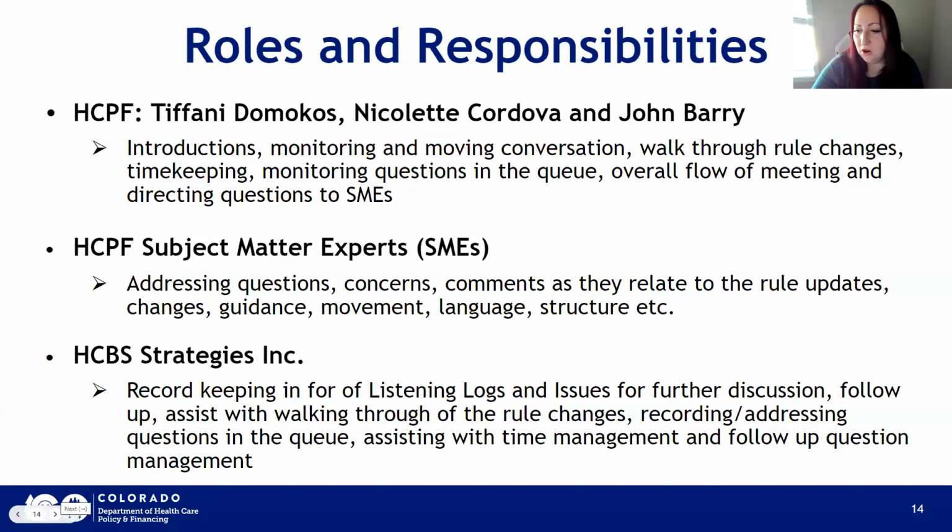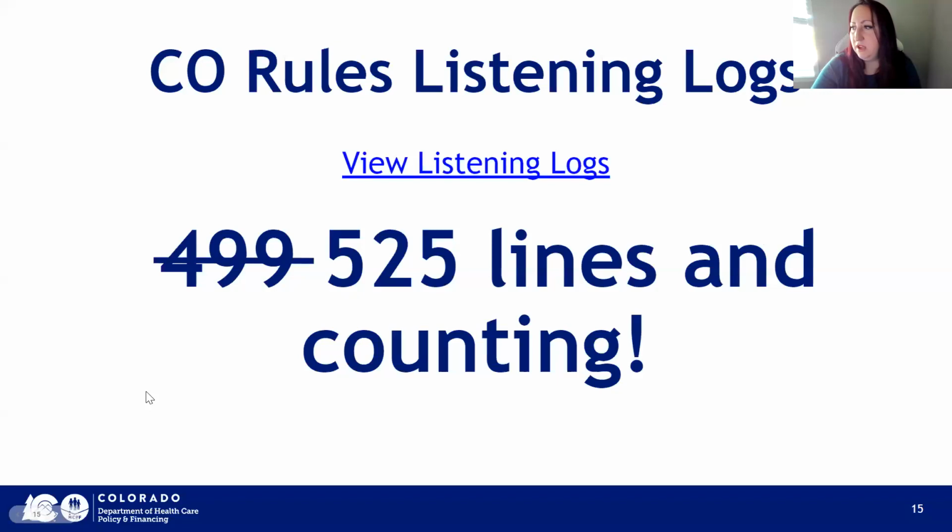And they are building their crosswalk to make it easier to see the changes. So for the listening log items, we have 525 lines and counting. So this is obviously why we cannot go by line, but have requested that folks come and bring us the specific line item.